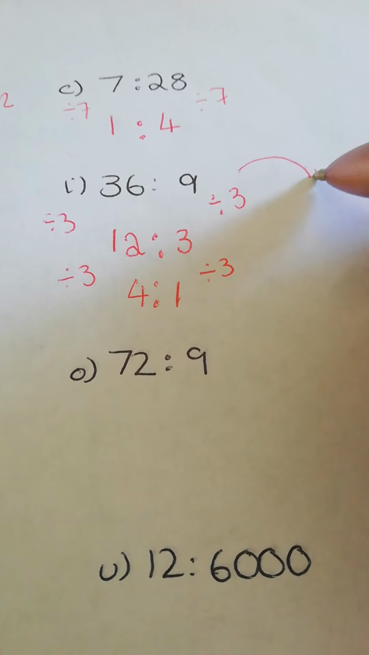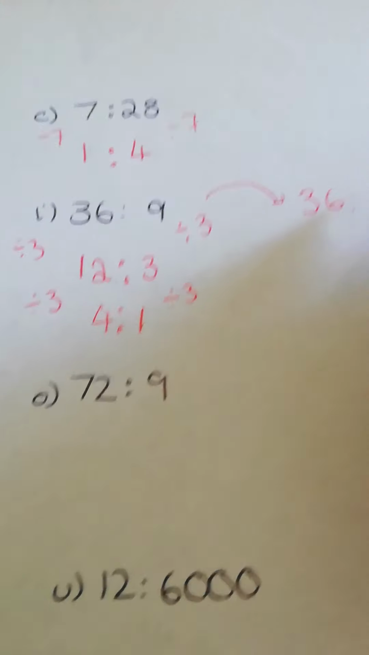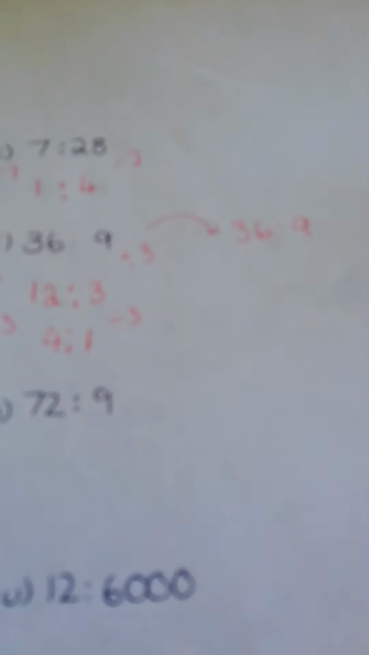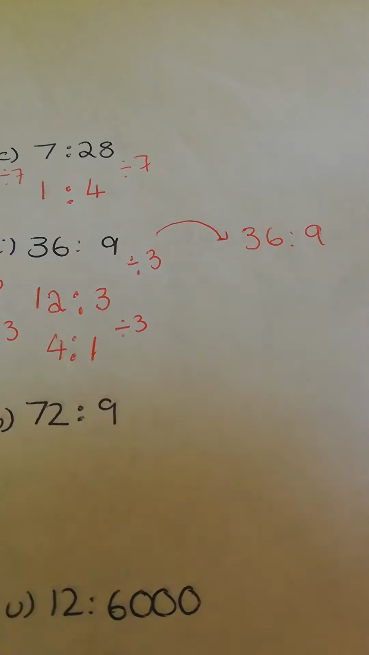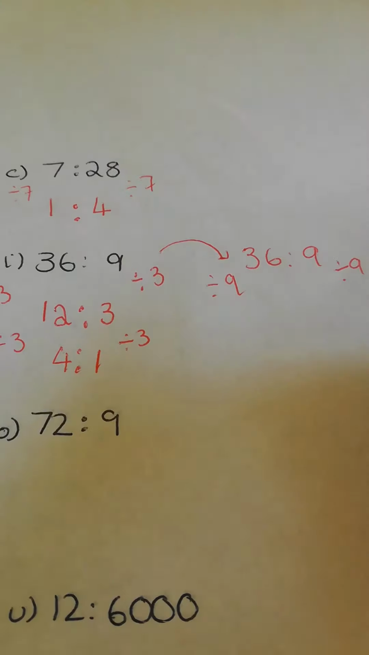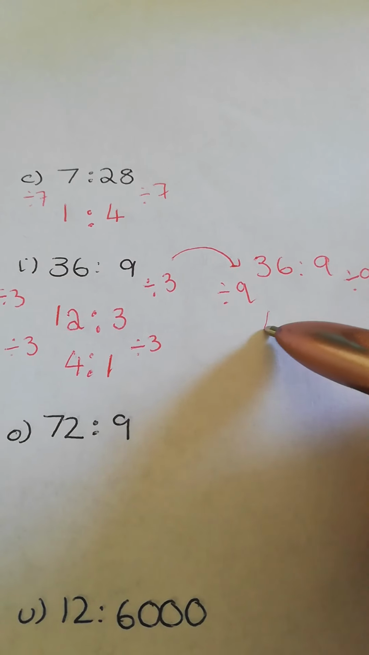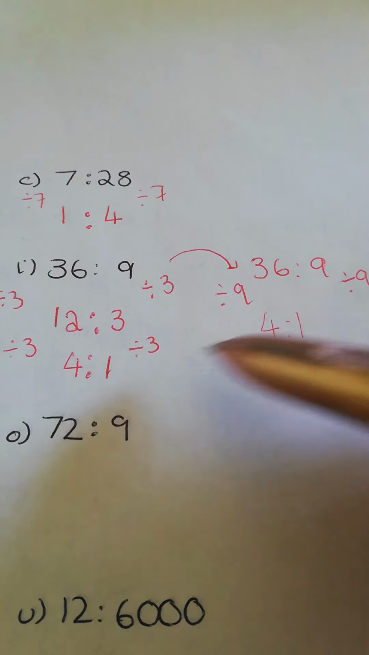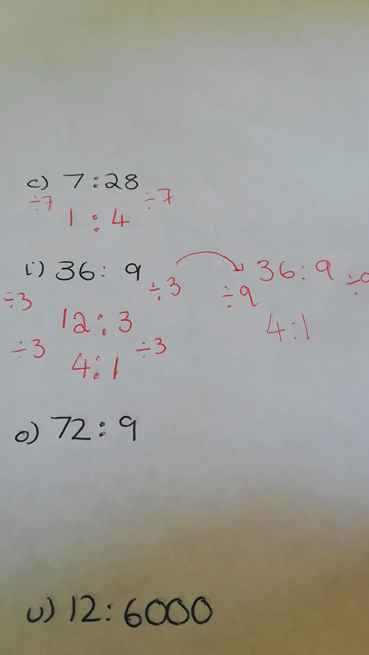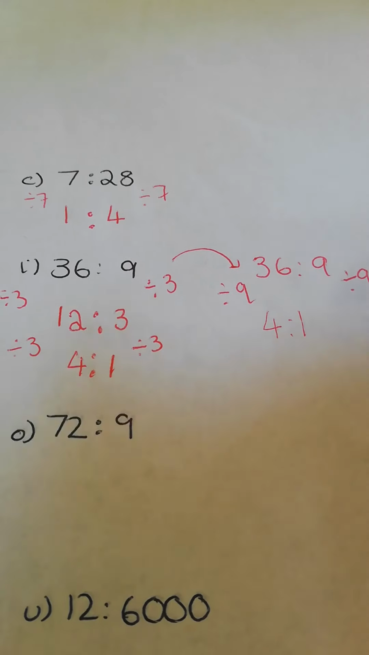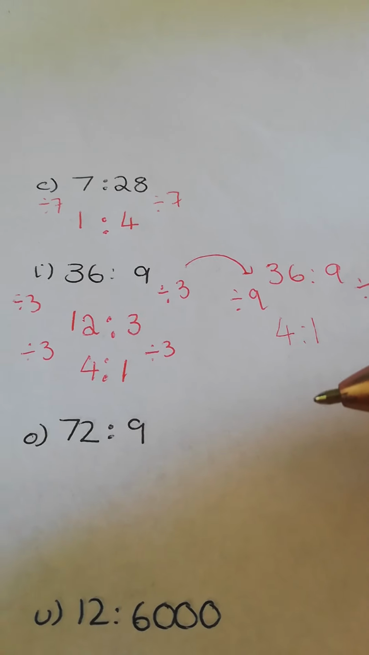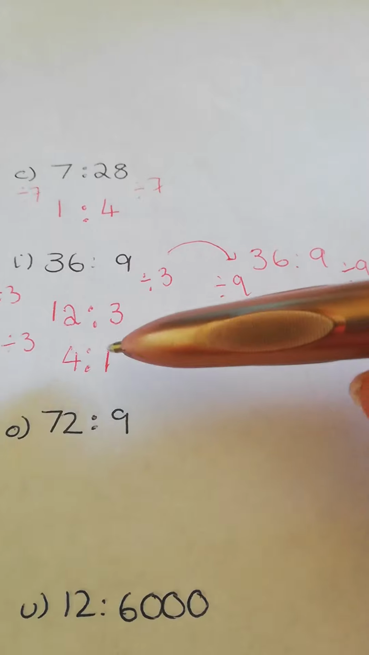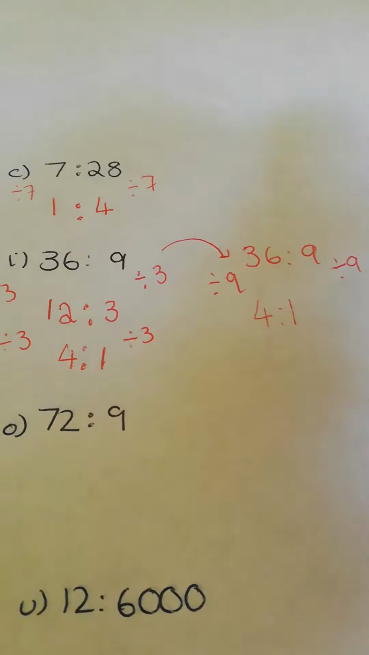Now, we could have done that one quicker if we had spotted that 36 and 9 are both in the 9 times table. So we could have divided by 9 straight away. Okay, and then 36 divided by 9 is 4, and 9 divided by 9 is 1, so we would get the same answer, and we've done it in one quicker step. But as I always say to you, it doesn't matter how many steps it takes you, as long as you get to the right answer. So 4 to 1 is absolutely fine.